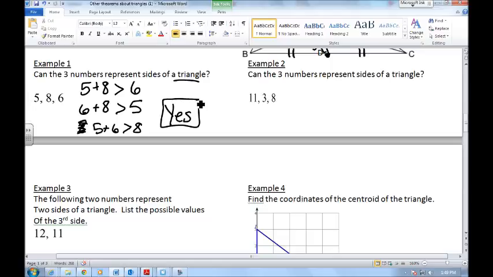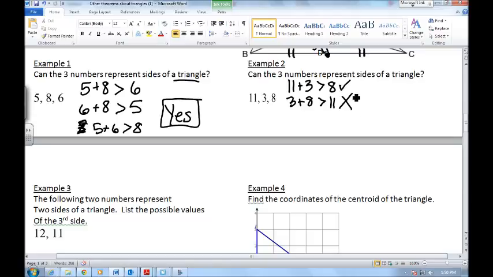I need a combination of these 3 numbers to see if it forms a triangle. Okay, Alyssa, can you give me a combination of these 3 numbers? 11 plus 3. Is that going to be greater than 8? Yeah, because 11 plus 3 is 14, right? Brianna, can you give me a different combo of the numbers, please? 3 plus 8. What is 3 plus 8? 11. Ooh, so is 11 going to be greater than 11? Oh, it's equal, so that doesn't work. It has to be greater.